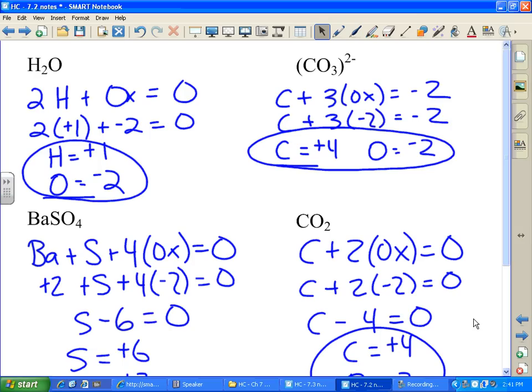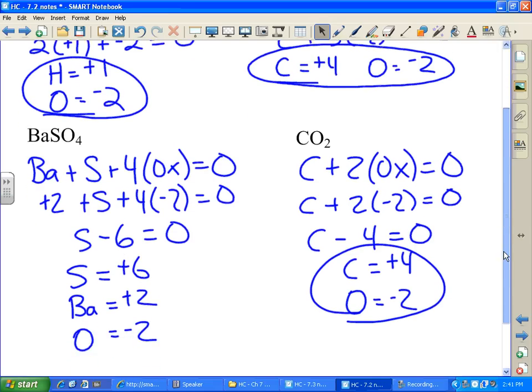H2O. As you go through and solve oxidation numbers simply by the rules, hydrogen is a +1, oxygen is a -2. In the CO3 2-, you can follow through the algebra. We know by the rules oxygen is 2-, therefore carbon is a +4.